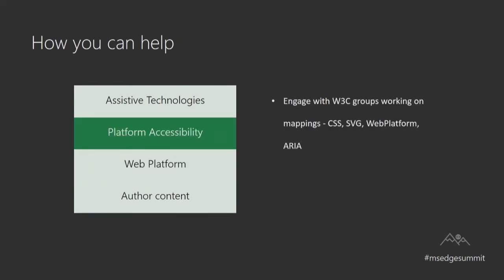Next, platform accessibility. You can engage with W3C working groups that define the mappings from the markup languages to platform accessibility APIs, such as the CSS working group, the SVG working group, and the web platform working group that defines HTML, and the ARIA working group. Those working groups really look for your input and the problems and patterns that you need solved. I think there's no better testament to this than that Rossen here is the co-chair of the CSS working group and co-chair of the CSS accessibility task force, and I'm recently appointed chair of the SVG working group. We really look for your feedback, so please provide it.